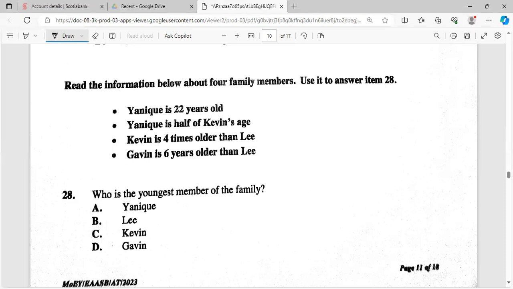If you want, guys, we can put some numbers to it. So they already gave us Yannick's age to be 22. They say Yannick is half of Kevin's age. That means Kevin is 44, as we're going to double. We just put in some numbers with some perspective. Alright?